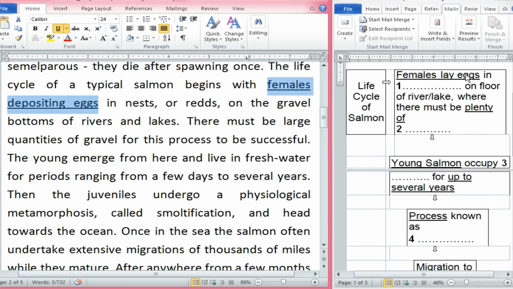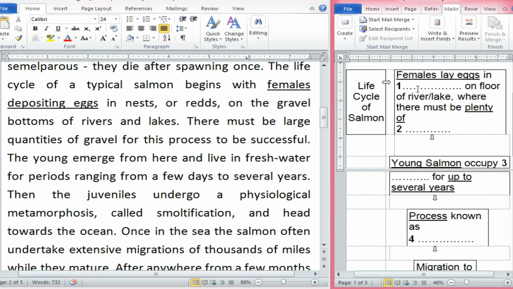So, female lay eggs in dash, and I have to find the answer in one word. So here it says female lay eggs in nests or redds. So whichever you write, the answer will be correct. Either you can write nests or you can write redds. Both are correct answers. So if you want, you can write your answer nests here. I'll show you the answer next.